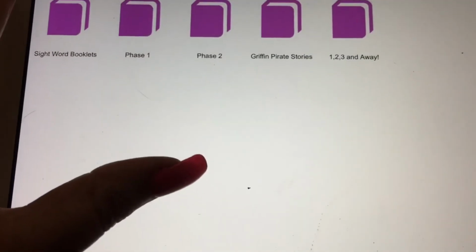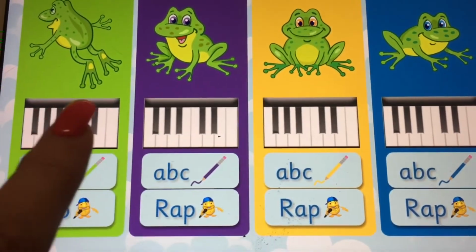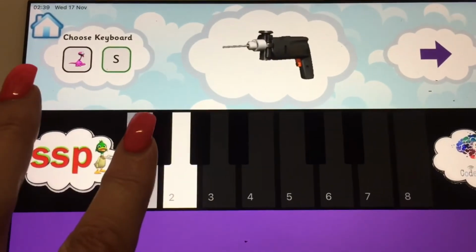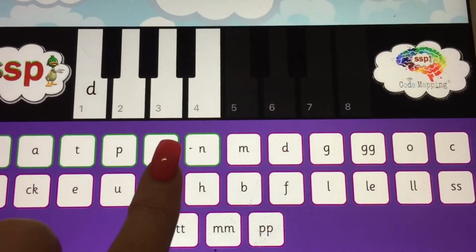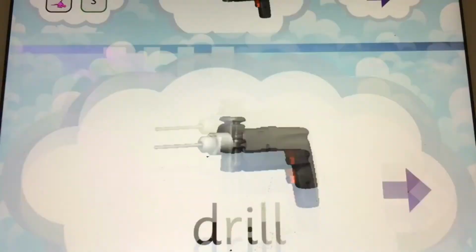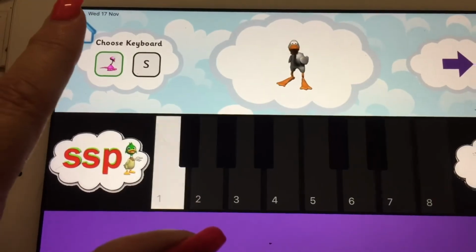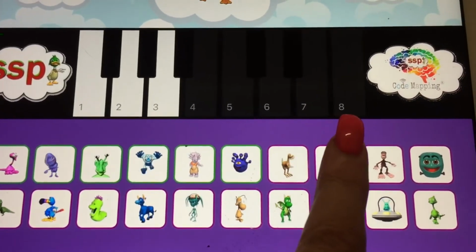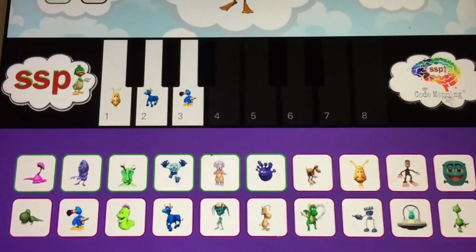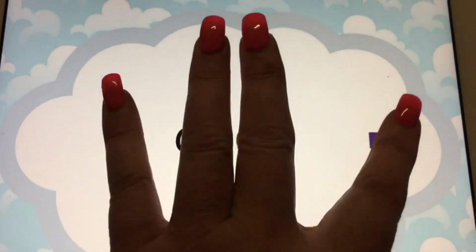So use the Monster Mapping app and also use the Spelling Piano app to practice. Let's have a look at that purple code level. So we can either do D, E, O. Drill. Or I could choose the monsters and just spell using the speech sound pictographs. D, A, K. Duck. So let's practice these monsters. Duck. So much to help the children become independent really quickly.